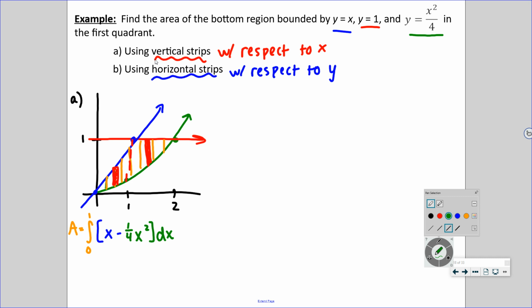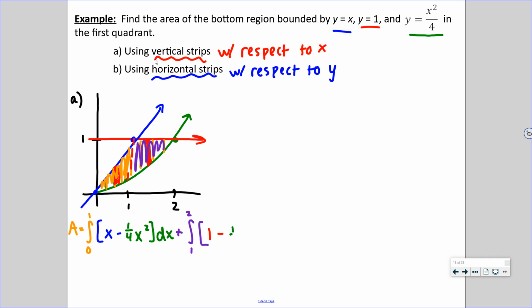Okay, so there's this chunk right here, from 0 to 1, where my top is the blue and my bottom is the green. And then, as I said, it flips in here, so we're going to have to add on. Remember, area is additive. So from 1 to 2 of top, which is 1, minus bottom, which is 1/4 x squared.